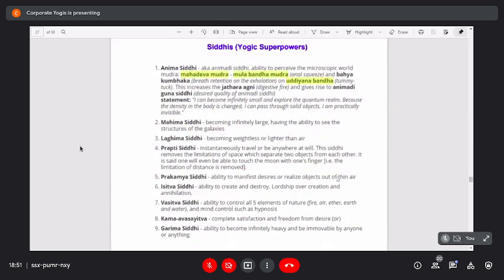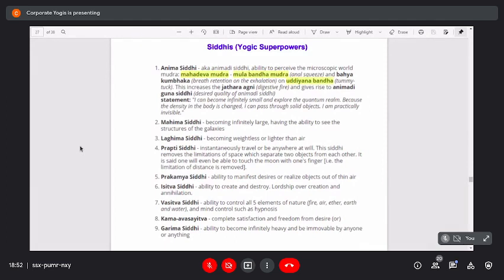So I'll talk about Siddhis. I think for level 2, you should at least understand these Siddhis. For level 1, they are not required, so you can even skip these Siddhis. Anima Siddhi is when you become microscopic, so micro that no one is able to see you.